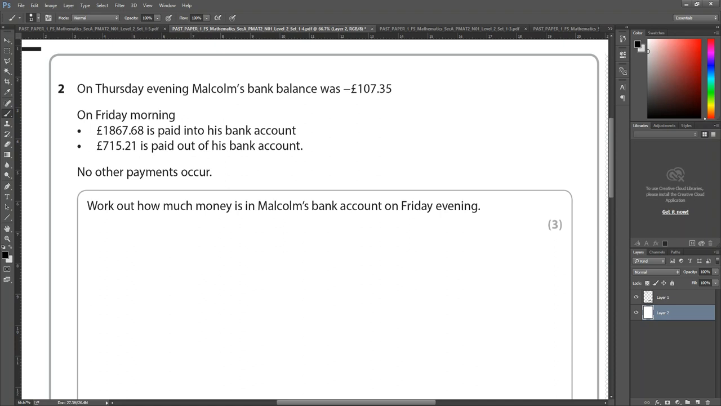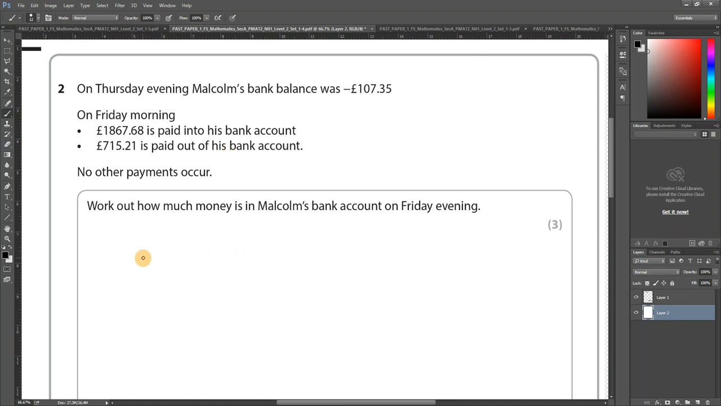So there's a couple of ways you can do this. Me personally, because we've got a minus here, and the amount that's going to be paid out, that's going to be taken away as well. The amount that's going to be paid in, that's going to be a positive value. So what we could do is add the 107.35 with the 715.21. Add those two together and then take that away from the positive value. Whatever you're left with is what he'll have in his account.